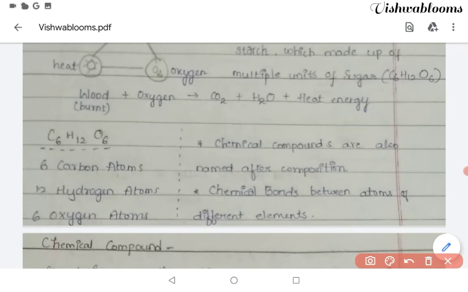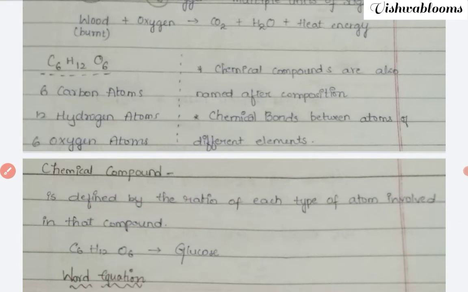Fine. Now, obviously, you should remember one thing. Chemical compounds are also named after composition, the chemical bonds between atoms of different elements. So first main thing, see, always these chemical compounds, they are named after composition. Now when you want to ask a person, suppose 50 grams of sugar is easy for us to tell, or C6H12O6. Obviously sugar is easy, right? So that is what their names are being given for them. That's why it is wood here, right?